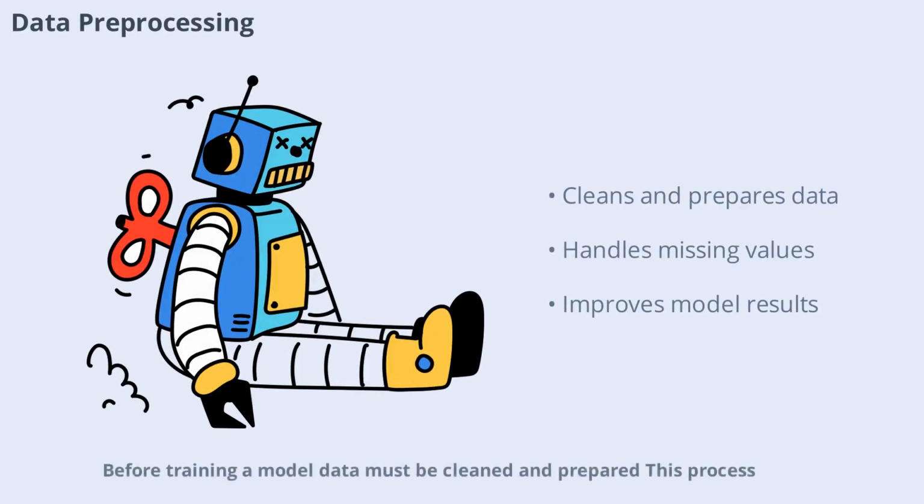For training a model, data must be cleaned and prepared. This process, called data preprocessing, includes handling missing values, removing duplicates, and scaling features. Clean, well-prepared data leads to better models and more reliable results. Skipping this step can cause problems down the line, so it's a crucial part of any machine learning project.